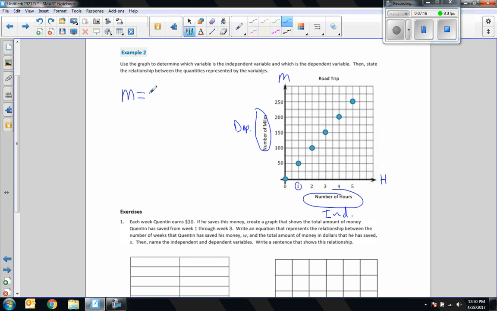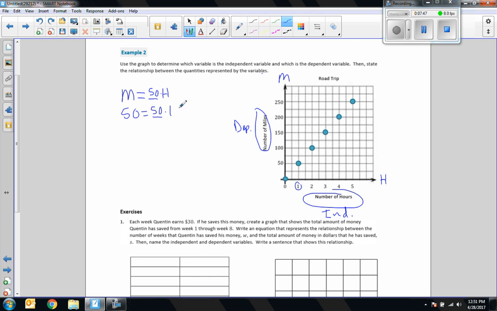If we have an equation, m equals some value times h, and I told you that m was 50, and some number times 1 equals 50, then you should be able to tell me that 50 times 1 is 50, so therefore my equation, my value that I'm multiplying my variable by is 50, and that is called a coefficient, and in this case it is the rate of change because we're graphing.